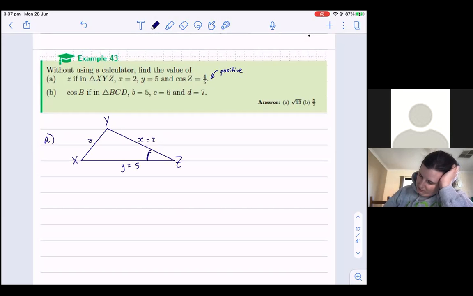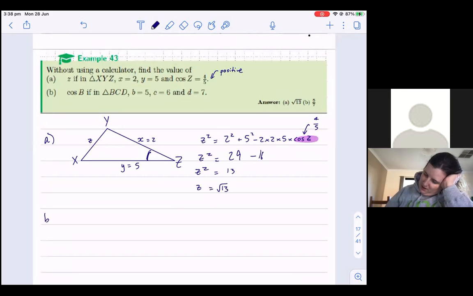We're going to use the cosine rule because z squared equals 2 squared plus 5 squared, take 2 times 2 times 5 times cos z. We know cos z is 4/5. So we've got z squared equals 29 take 16. So z squared is 13. So z is √13.